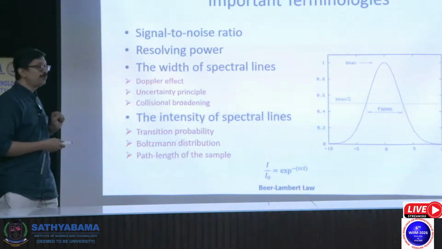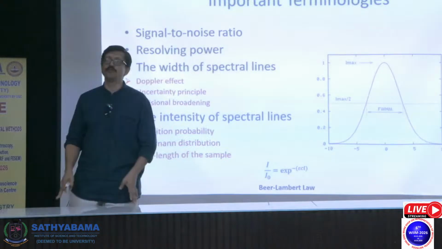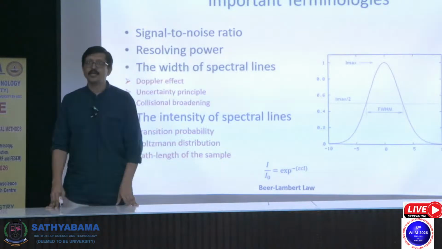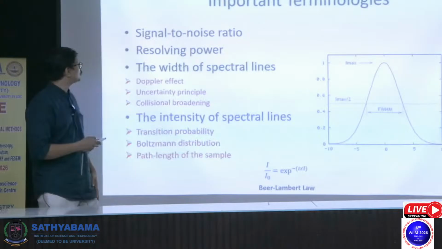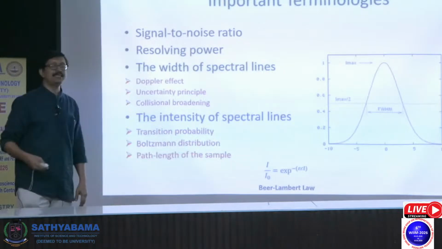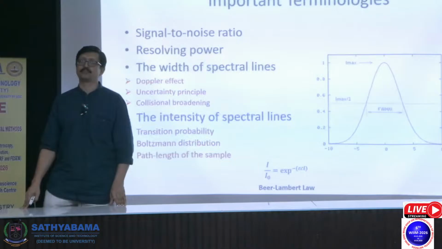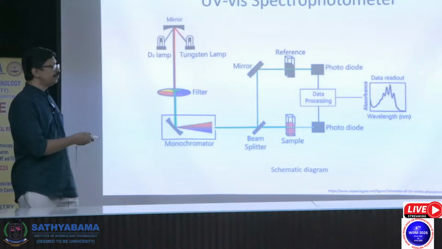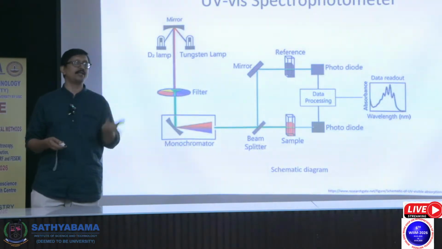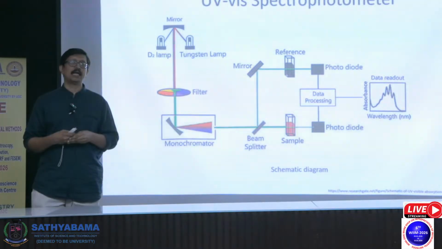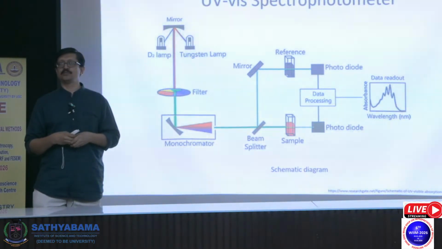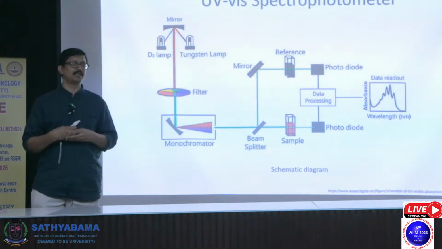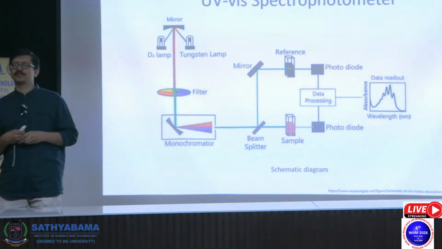Now, a few terminologies you are supposed to familiarize yourself with if you are dealing with UV visible absorption spectroscopy. One is something called signal to noise ratio. What is that? Signal is something that you know, this is what represents the absorption process. What is noise? Unwanted waves. So how does noise come in a spectrometer? What is the source of this noise?